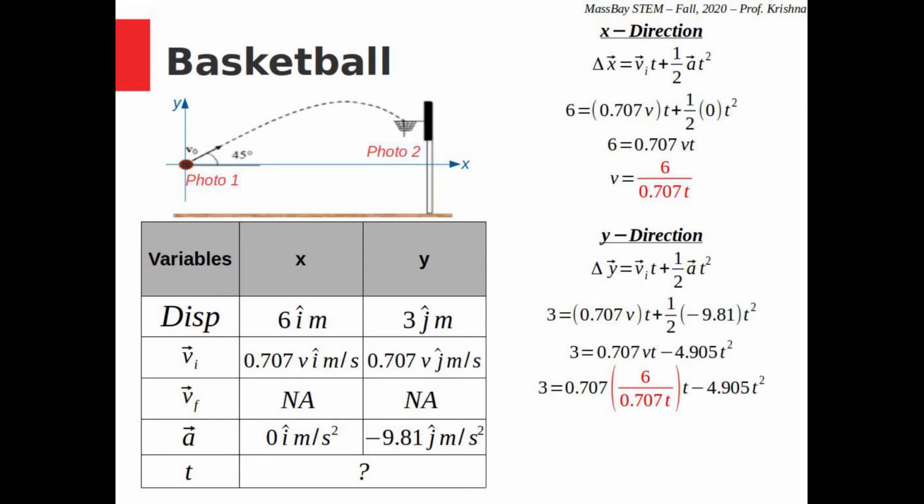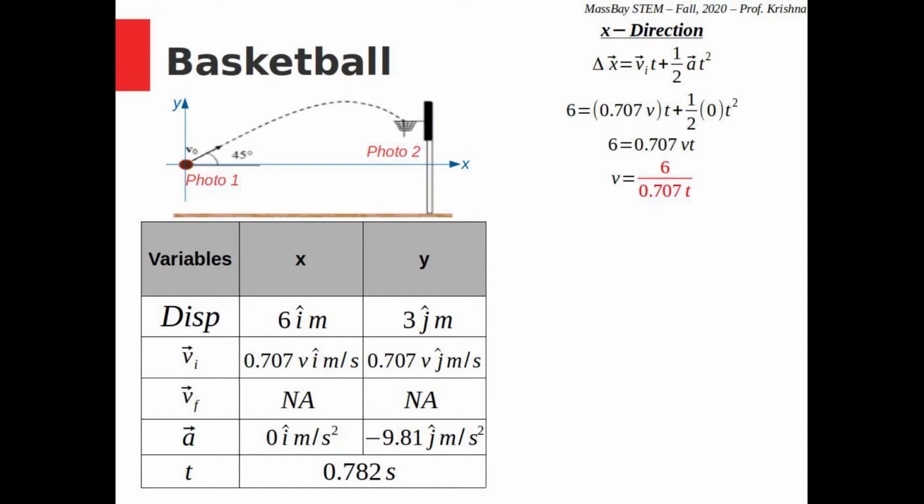Now we can substitute that into the equation for y. The y equation now gets simplified to 3 is equal to 6 minus 4.905 t squared. We can easily solve for the time. The time is 0.782 seconds. It takes 0.782 seconds for the ball to land in the hoop.